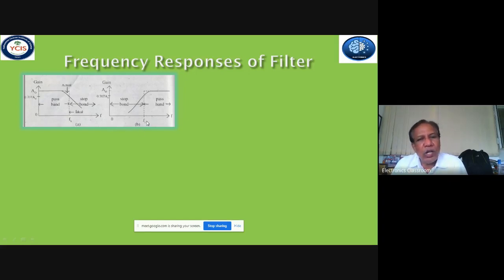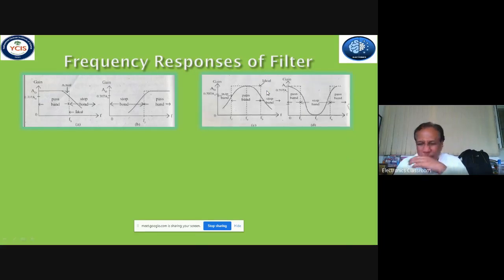So FL is another name for the lower cutoff frequency. F is frequency, and suffix L denotes the lower cutoff frequency. As far as the high pass filter is concerned, it has a cutoff frequency, and that cutoff frequency is known as the lower cutoff frequency. The low pass filter also has a cutoff frequency, and that is known as the higher cutoff frequency, denoted by FH. So for low pass it is denoted by FH and for high pass it is denoted by FL. So this is about the two types of fundamental filter, the low pass and the high pass filter.